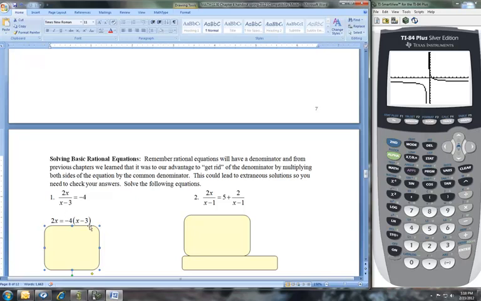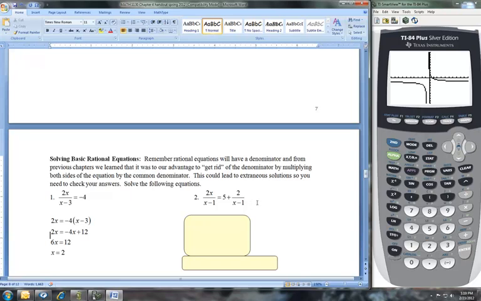Distribute the negative 4 through. And now solve. So add 4x to both sides, and we should have 6x equals 12. And that would mean x would equal 2. So, well, let's check it, because these numbers aren't that bad. If I put 2 in for my x in my numerator, I have 4. 2 in my denominator will lead to negative 1. So 4 divided by negative 1 would be negative 4. So that one works.